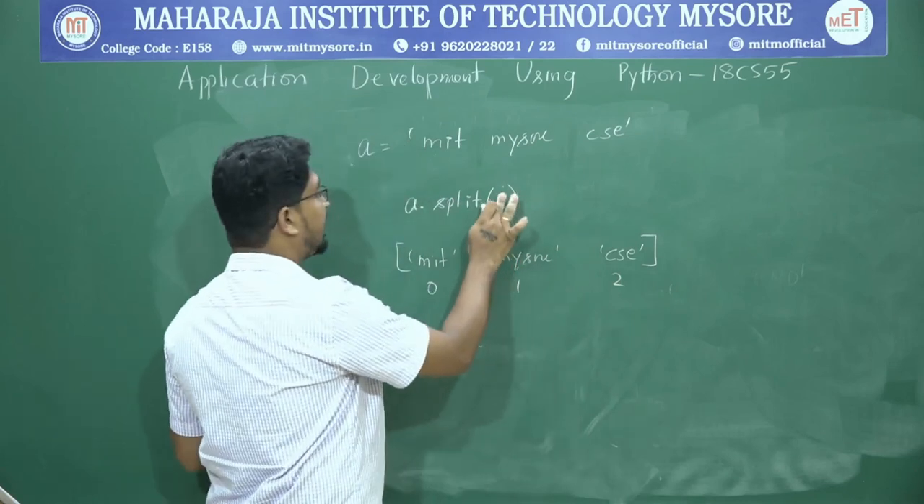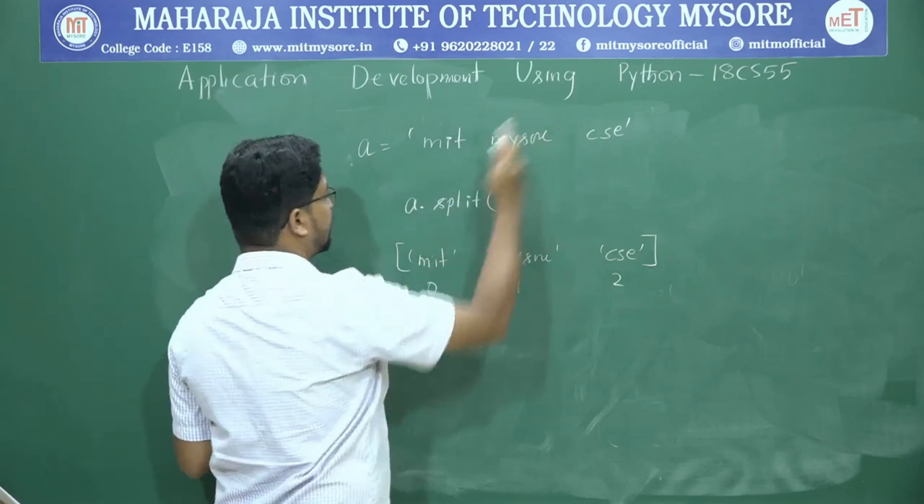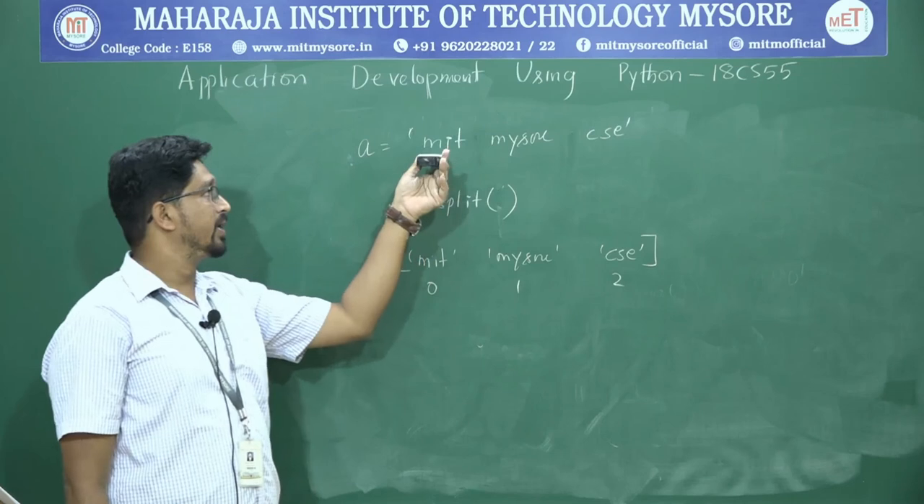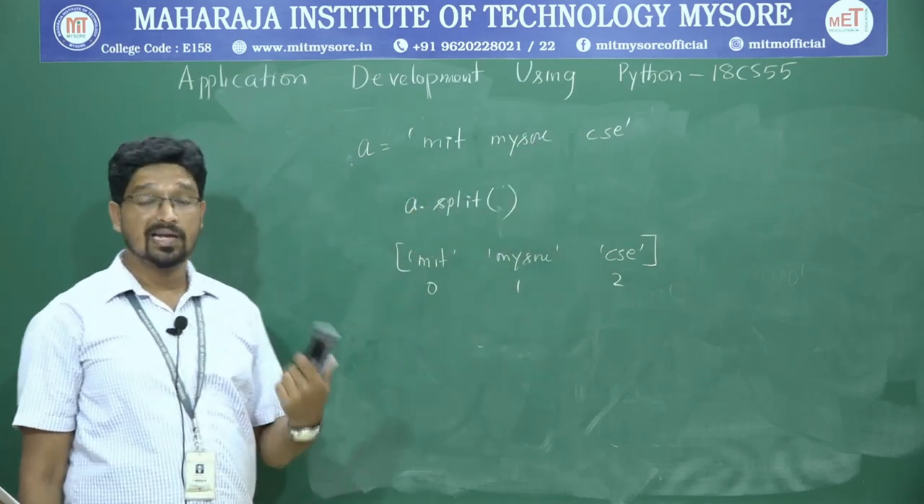So when you don't pass any parameter to the split function, by default it will split by spaces. So there are two spaces. This will be treated as the first word, second word, third word. They are created as a list.